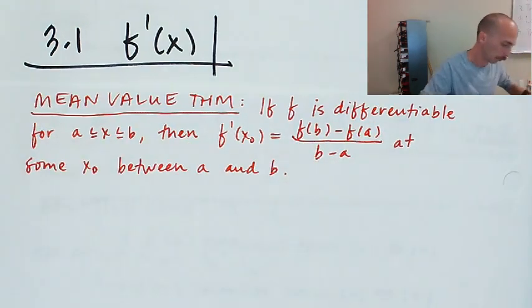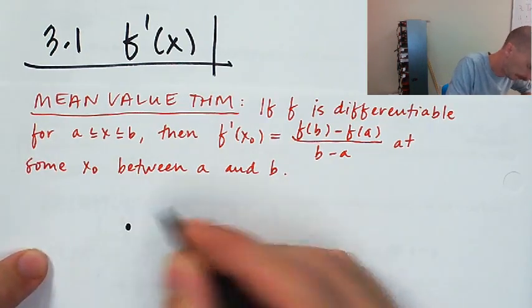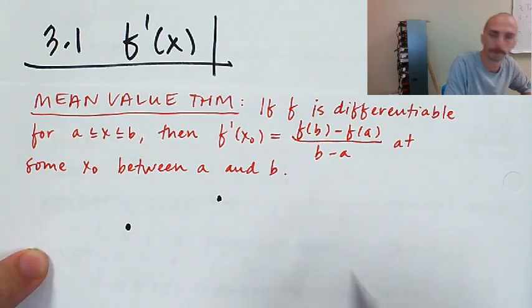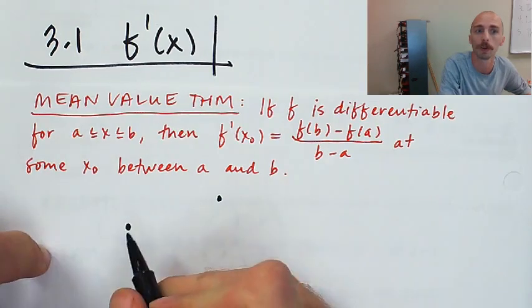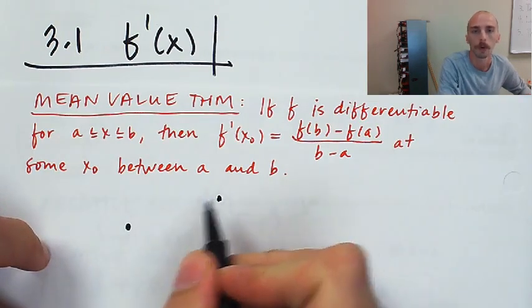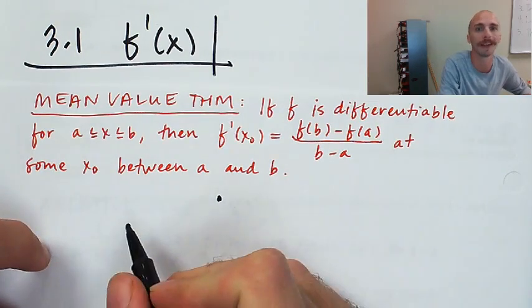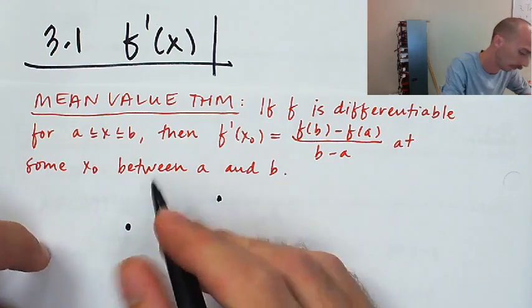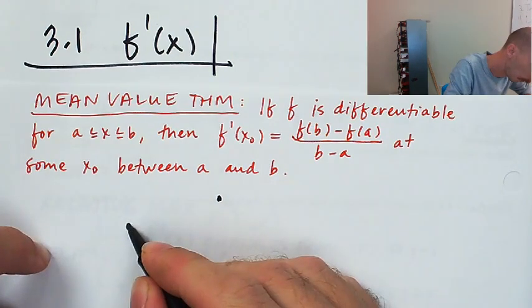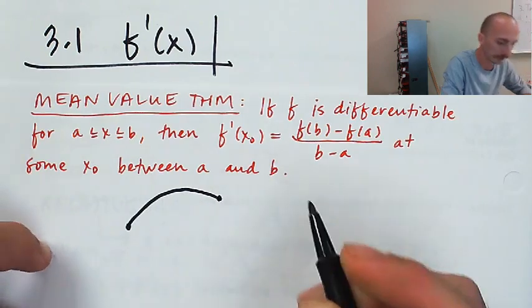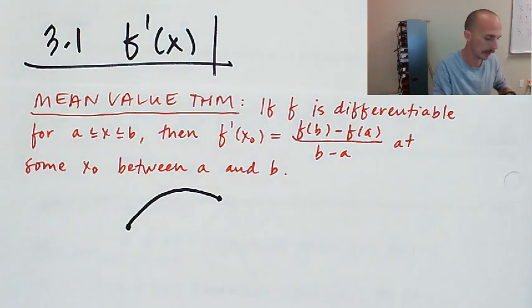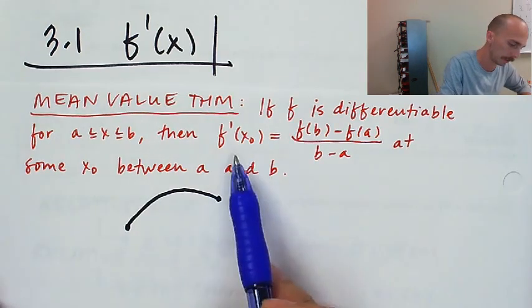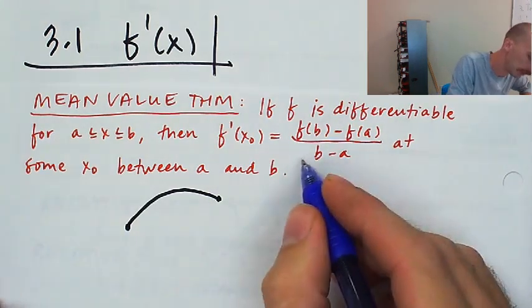To draw you a picture of this, say we had a function that was differentiable from here to there. We know that means it's continuous from here to there, and it's smooth, no sharp corners, no vertical tangents. So maybe it looks a little something like that. Then the slope of the tangent line is going to need to equal the slope of the secant line.